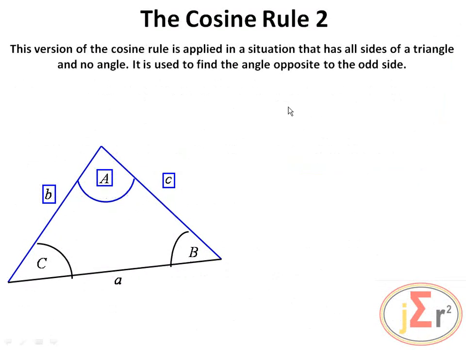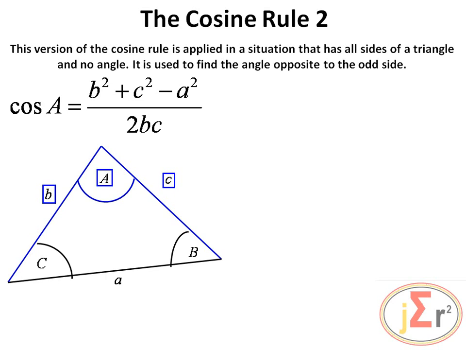Now we are going to be taking a look at the second version of the cosine rule. This version of the cosine rule is applied in a situation that has all sides of a triangle and no angle. It is used to find the angle opposite to the odd side. So we may have a triangle with all of the sides given, but no angle, so we need to find an angle. And which angle is it used to find? The one that is opposite to the odd side. So why do we call it odd? Let's look and see why we call it odd.